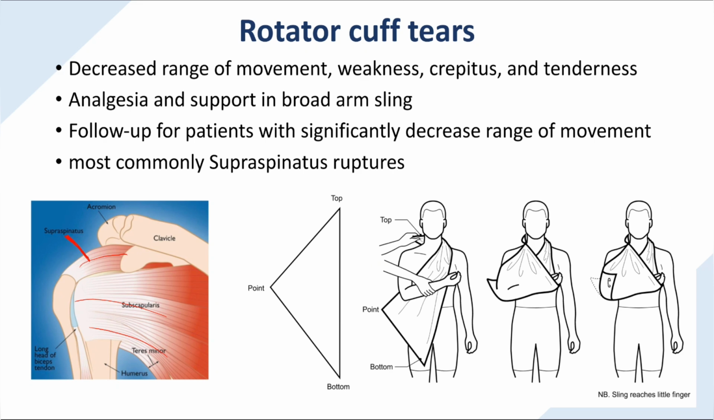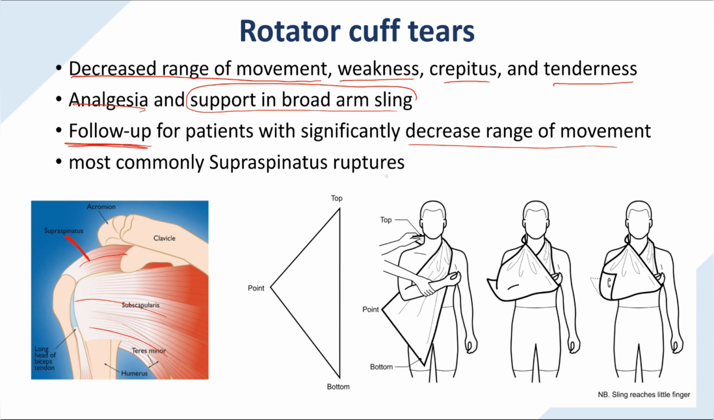There are different examination mechanisms to know which tendon is injured. But for all of them, there may be decreased range of movement. The patient cannot move as well as previously, and there is weakness, crepitus, and also tenderness. You have to support the arm in a broad arm sling and give analgesia. Patients who have significantly decreased range of movement, follow them up in the fracture clinic.